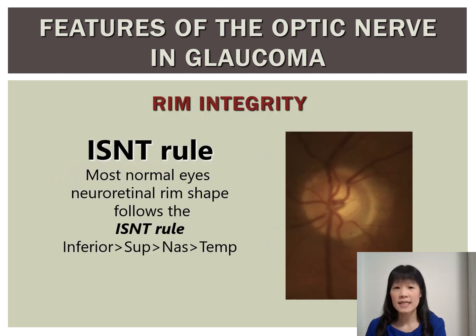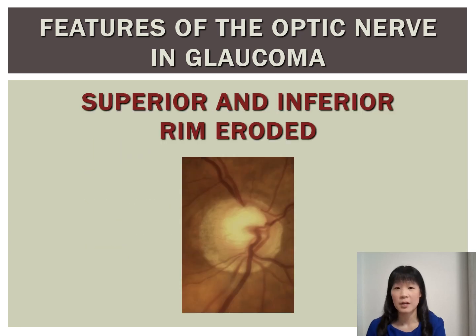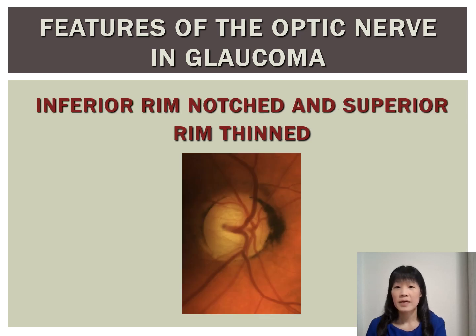Rim integrity is important because, as we know from the ISNT rule, thinning of the inferior and superior neuroretinal rim is a classic feature of glaucoma. So if your superior and inferior neuroretinal rim is thinner than your temporal rim, that's bad, and that could be suggestive of glaucoma. So here again is superior and inferior, or vertical, elongation of the cup. Here you can see inferior thinning, where the vessels are just basically sitting right on the disc border and there's no neuroretinal rim down here. Maybe there's some orange neuroretinal rim up here, but again, no neuroretinal rim down here.